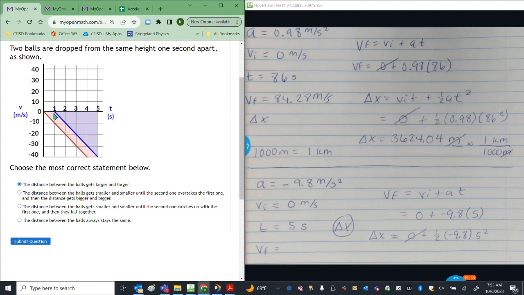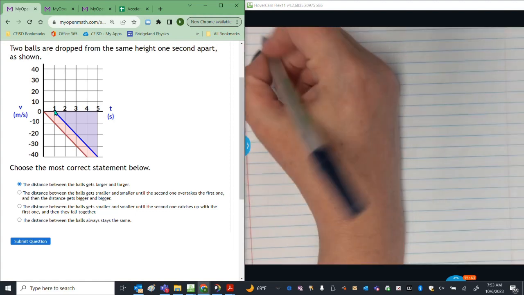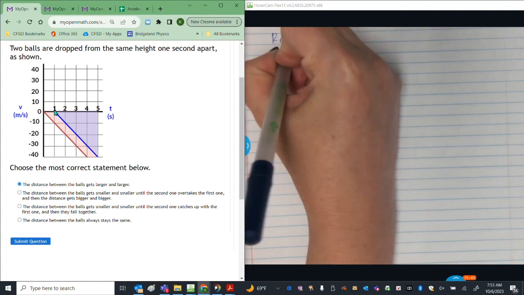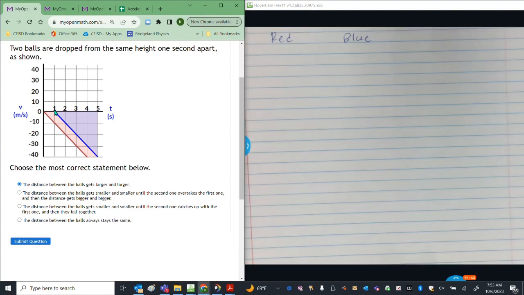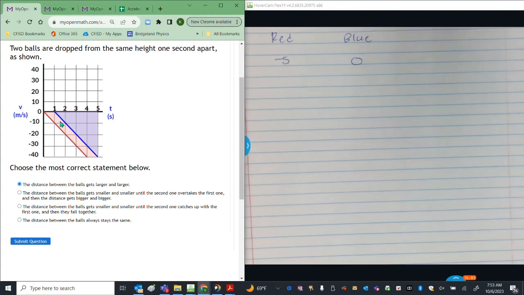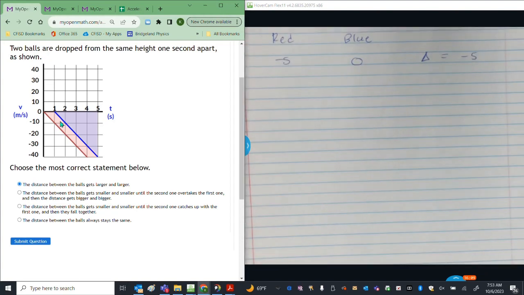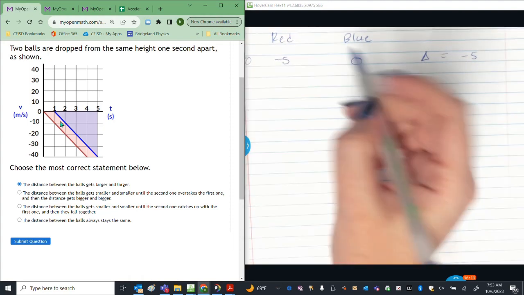For example, after 1 second, let me get a fresh sheet to write on. After 1 second, and I'm just going to write red and blue because that's what you can see on the graph. The red one after 1 second will have traveled, and again you can use 1/2 base times height because this is a triangle. 1/2 of 1 is half, times -10, so half of -10 is -5, whereas this one's at 0. So the difference between the two is -5, after 1 second.